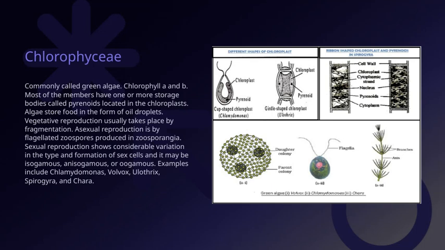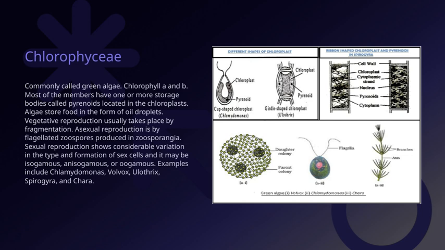Let's take a closer look at the green algae, which are often referred to as chlorophytes. These algae are characterized by their green color, primarily due to the presence of chlorophyll a and b, which are essential for photosynthesis. Most members of this group have one or more storage bodies called pyrenoids, located within their chloroplasts, and these structures play a key role in storing starch. An interesting point is how these algae store food, mainly in the form of oil droplets, which can be an energy reserve for the organism.